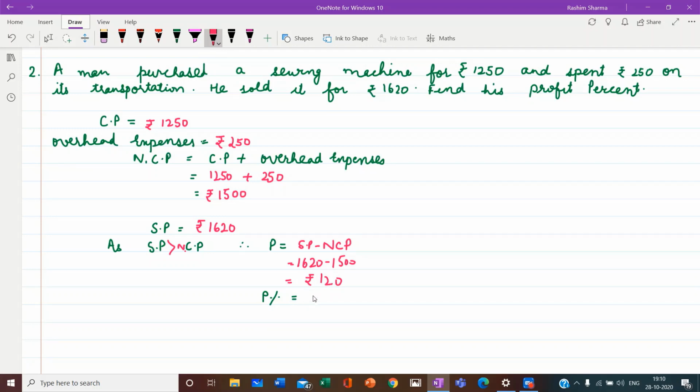Then we will change it to profit percent by profit upon NCP into 100. So 120 upon 1500 into 100. So we get 8% profit.